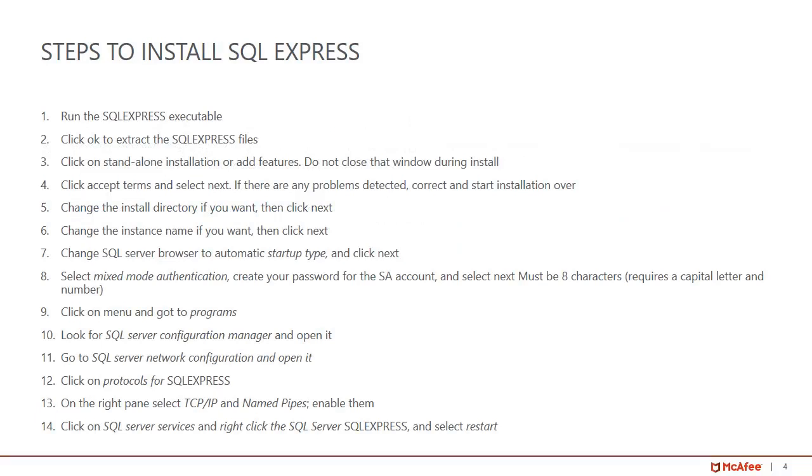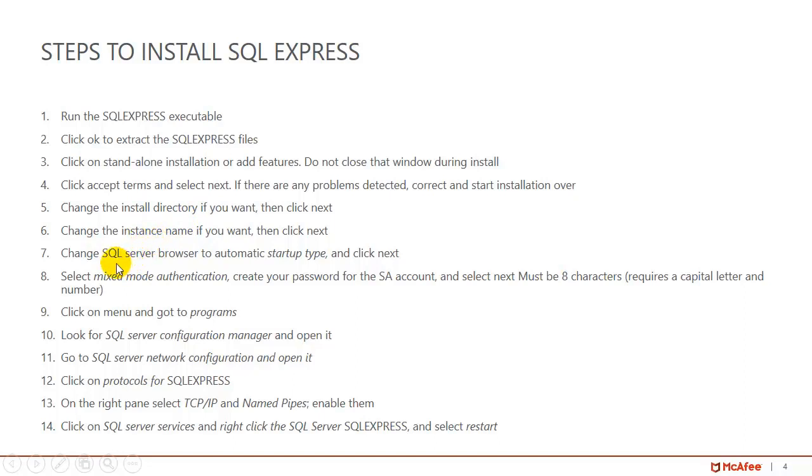If you do need to install SQL Express, it's a pretty straightforward process. Here's just a couple of things that I like to do in particular with this process. Of course, I've showed you where the product is. Once you run it, it's going to extract the files. You'll choose standalone installation or add features. You'll then accept the terms. You can change the installation directory at this point if you want to. You can change the instance name.